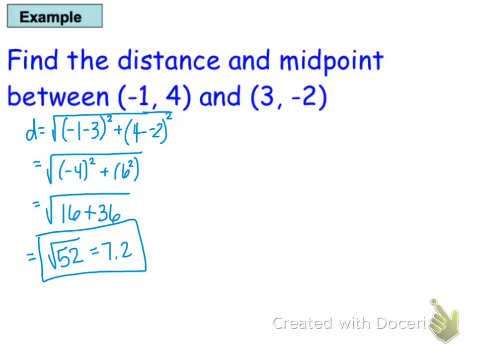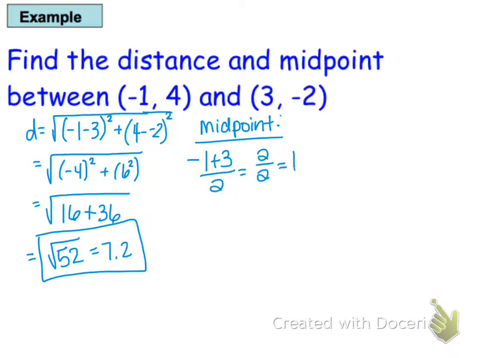In terms of the midpoint, remember to find the midpoint, we're going to go ahead and find the average of the x's. So we're going to add those two x values together and divide by 2. And we'll get 2 over 2, which simplifies to 1.